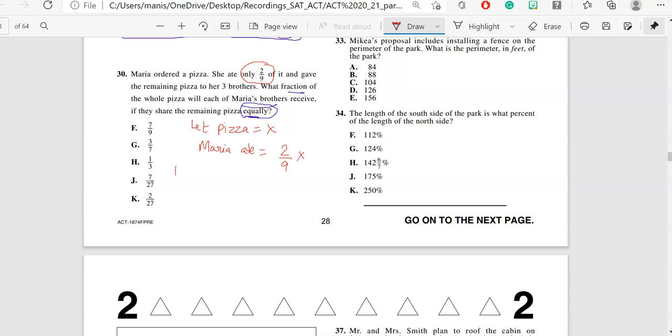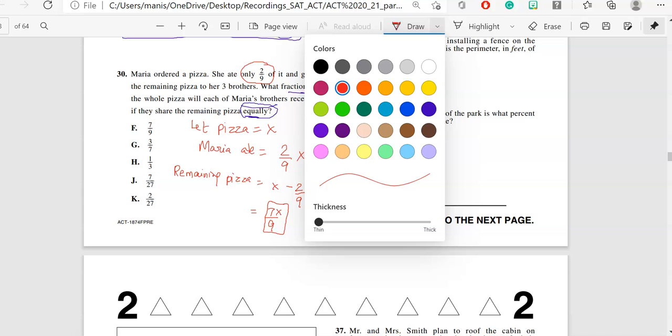So how much pizza is remaining? The remaining pizza will be x minus 2/9 x. When you solve this, your remaining pizza will end up being 7/9. So you will end up with 9x minus 2x, 7x over 9, something like this. This is the part remaining.